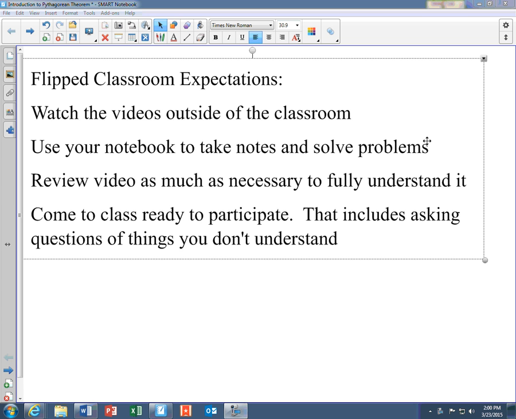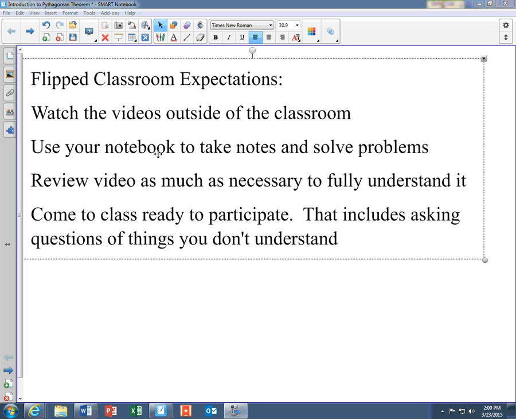So a couple expectations. Like we said in class, you are going to want to watch the videos outside the classroom. That doesn't necessarily mean at home. It can be in the cafeteria before and after school, in the library. It can be in my room before or after school, wherever that might take place. You're just going to watch the videos outside of my classroom time.